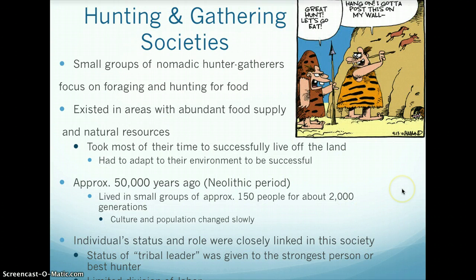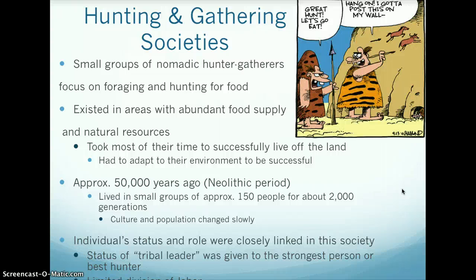So the first one to talk about is hunting and gathering societies. This is when small groups of nomadic hunter-gatherers focused on foraging and hunting for food, and they existed naturally in areas with an abundant food supply and natural resources. And they were geographically limited by this, and mostly stayed in areas where they were able to easily find food and natural resources. So they wouldn't be in rocky areas as much. They would be in areas that had a fertile abundance of resources.